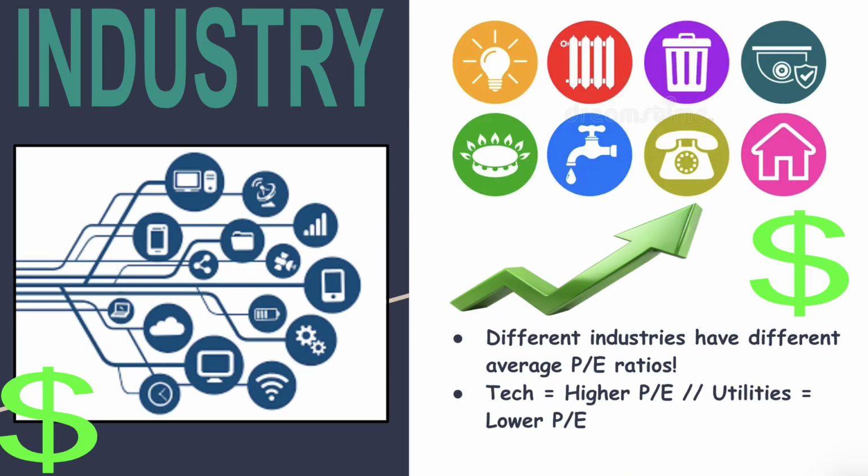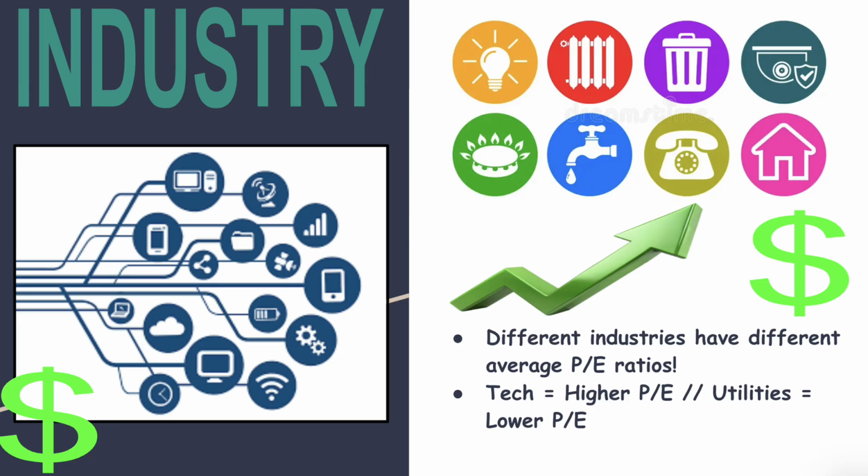But here's the catch. The PE ratio isn't a one-size-fits-all metric. Different industries have different average PE ratios. For example, tech companies often have higher PE ratios because of their growth potential, while utility companies tend to have a lower PE ratio because they're more stable but slower growing.